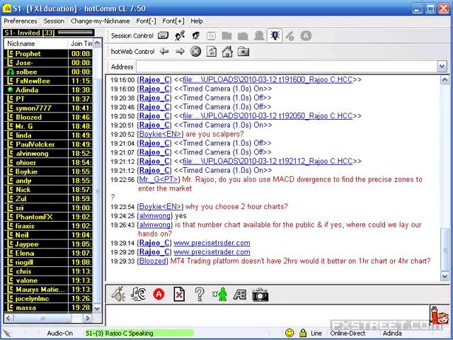Okay, the next question is: the MetaTrader 4 trading platform doesn't have a 2-hour chart. Would it be better on the 1-hour or 4-hour chart? As far as trading is concerned, you should accept the fact that there isn't any fixed rule or fixed game plan for everyone to follow, right? So it all depends on your convenience.